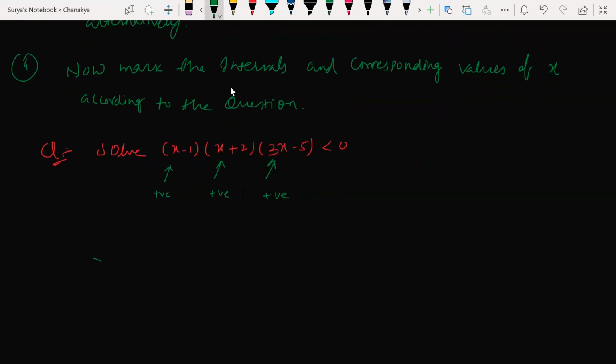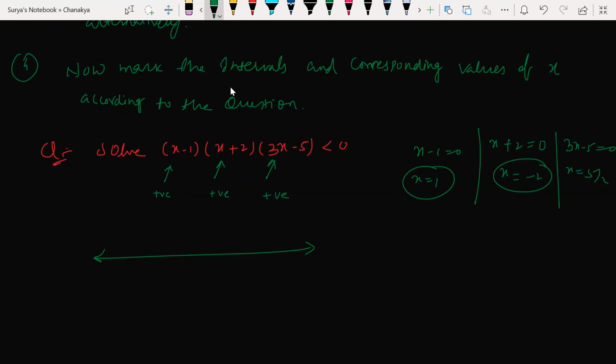Look at this here. What is the critical point here? x minus 1 is equal to 0, x is equal to 1. x is equal to 1 is a critical point of this term, which is nothing but finding a root. x plus 2 is equal to 0, which is nothing but x is equal to minus 2. If 3x minus 5 is equal to 0, then x is equal to what? 5 by 3. All right. So I'll be plotting all these points on the number line like this, minus infinity to plus infinity. This is my second step.